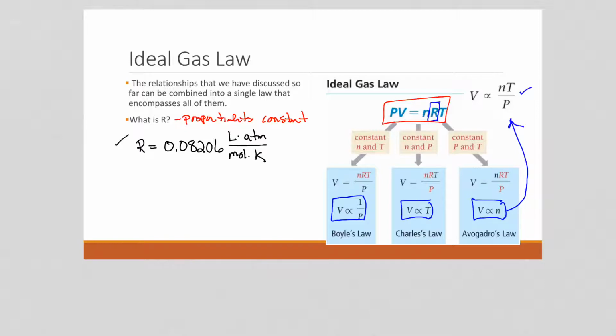What this tells me is that when I use the ideal gas law, I am restricted in my units. The volume must be in liters, the pressure must be in atmospheres, and the temperature must be in Kelvin, and of course n is in moles always. If we're doing problems that have different units, we have to convert to those units. Okay, so here's our ideal gas law.